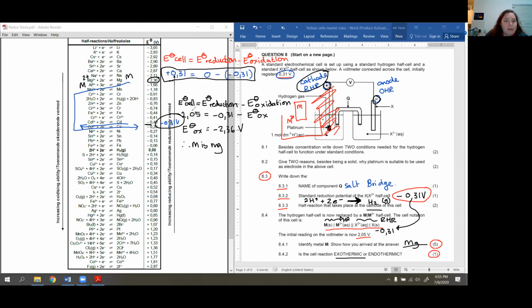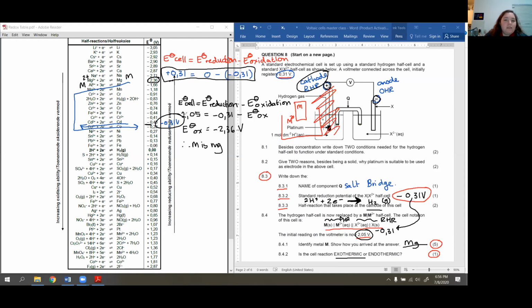That helped me to remember that when I did my E theta cell, it was reduction minus E theta oxidation. My E theta cell is 2,05. For our Voltaic cell, it will always be spontaneous. So this will always be positive. So I put in positive 2,05. Then I said, well, it's going to be my E theta reduction, which is going to be, in this case, that value, which is negative 0.31, minus my E theta oxidation, which was something here that I didn't know.